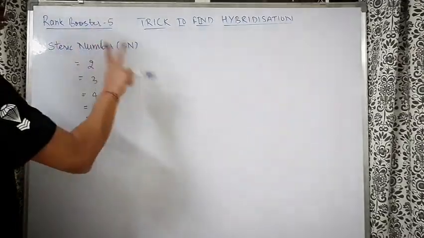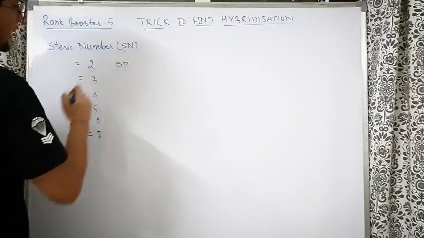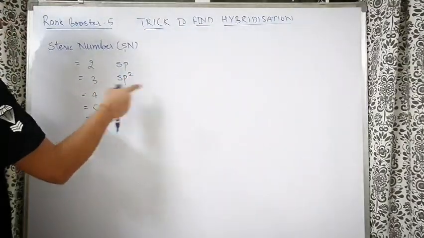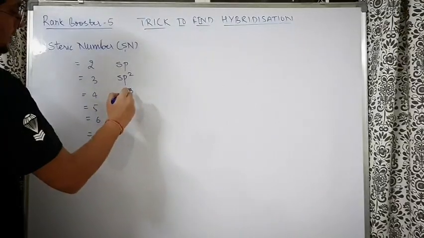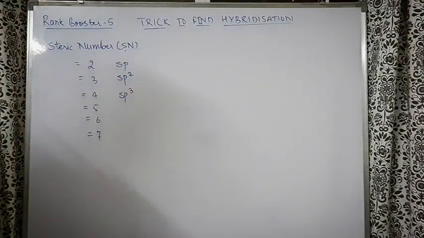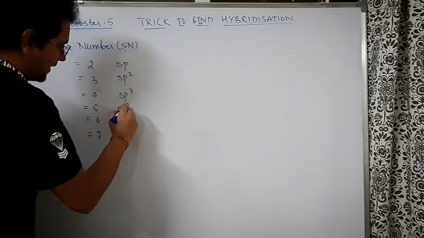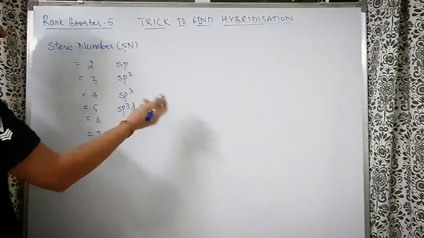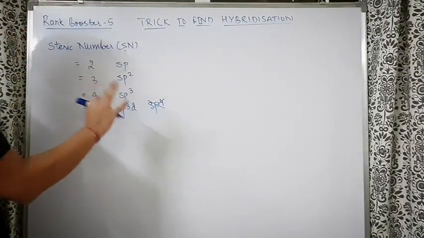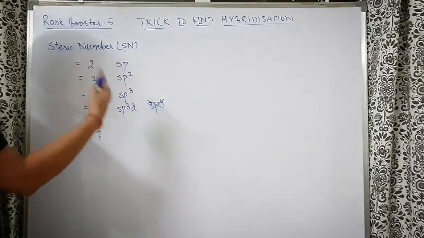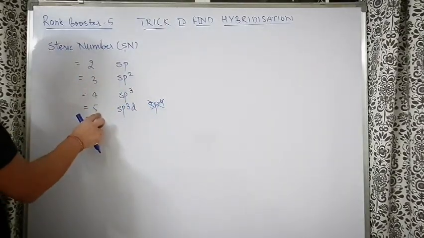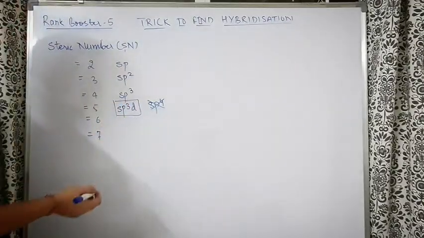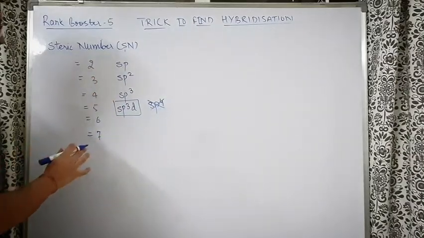2 means there are 2 orbitals involved, so sp hybridization will come. 3 means sp2. I think it's easy: 2 plus 1, 3. 4, sp3. 3 plus 1, 4. 5, sp3d. Obviously not sp4. Don't be stupid enough to write sp4. Why? Because any p subshell has only 3 p orbitals, that is px, py and pz. So obviously, if you want 5 orbitals, it is sp3d. I'll be talking about this in detail in the next part of the video. Very nice, beautiful concept it is.